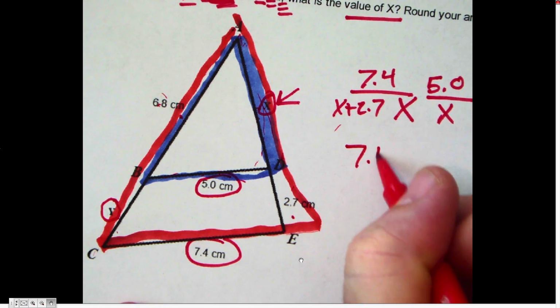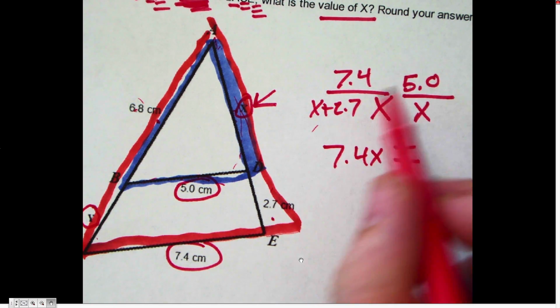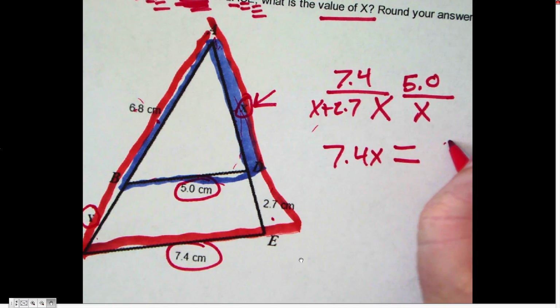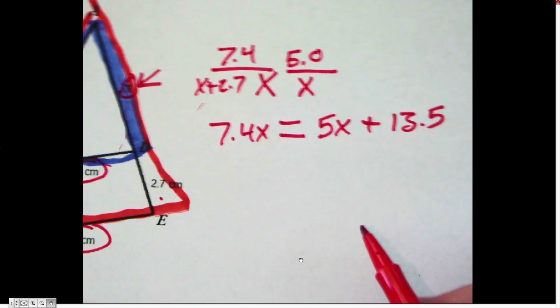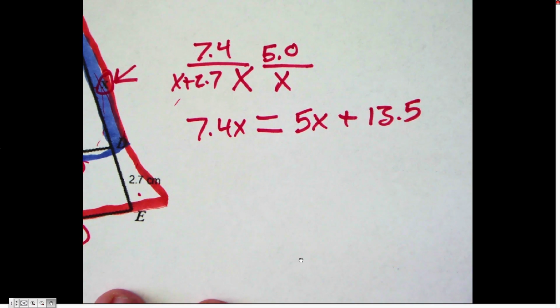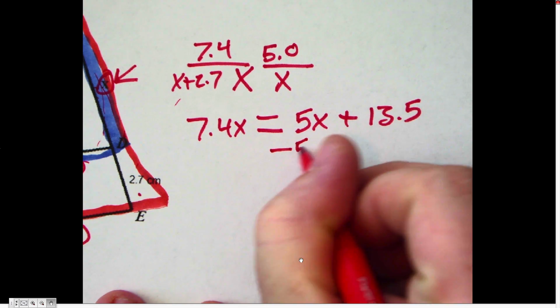Let's multiply. 7.4x equals, now we take 5.0 times x, you get 5x plus, and 5 times 2.7, I'll do that on the calculator, is 13.5. Okay. As we go through and look at those, now we've got an algebraic problem, and we can start solving. Oh, I'm right off the screen there. There we are. Sorry about that. We've got an algebraic problem, and we can start solving.